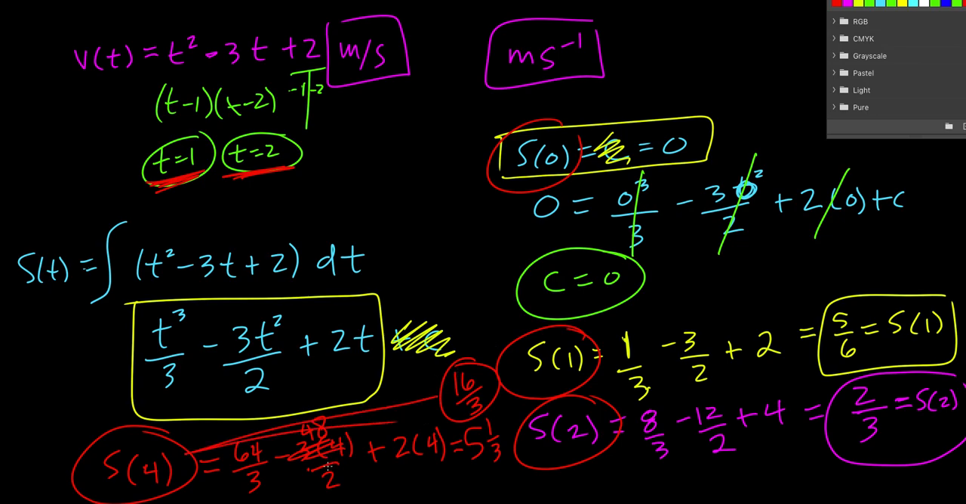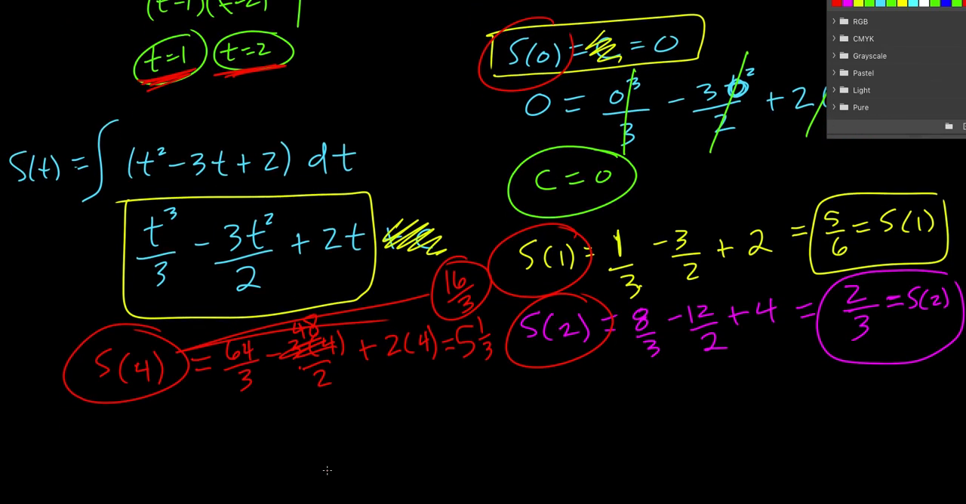Okay. Now, if we make a motion diagram of this, it's going to look like this. So initially we start at 0.